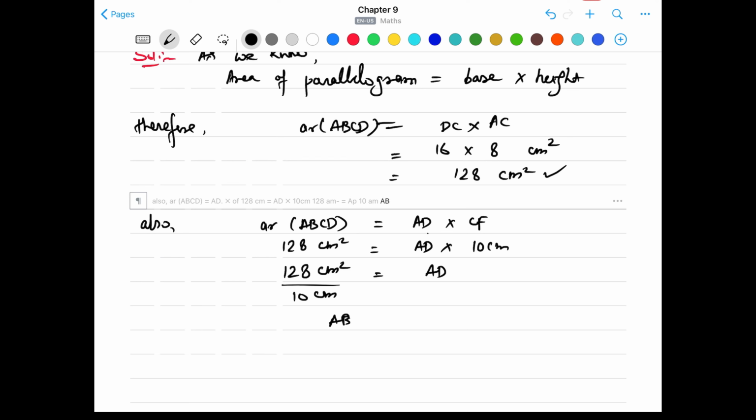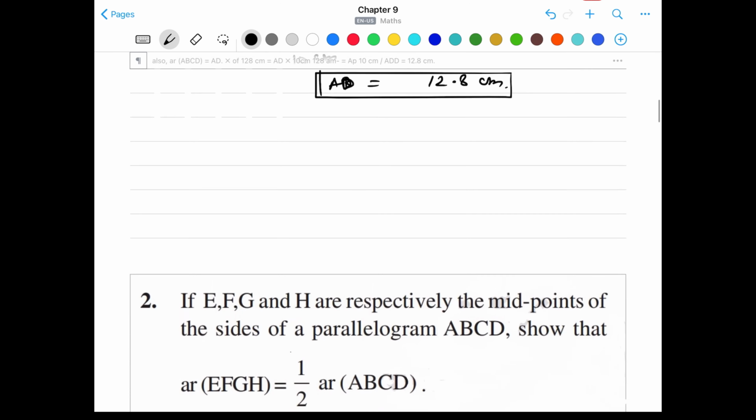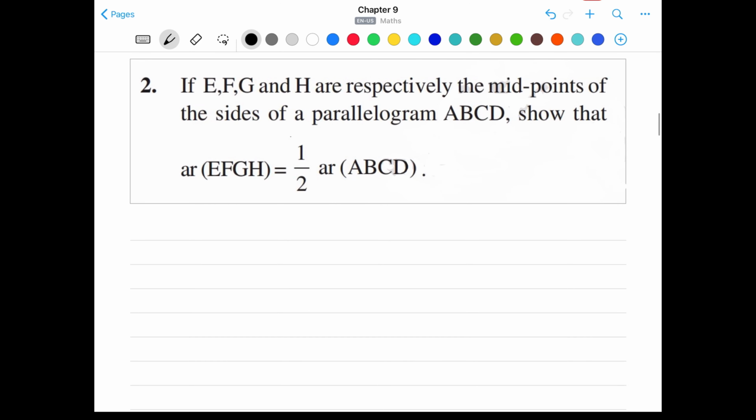When we solve this, we cancel the power of centimeter, and 128 by 10 will give us 12.8 centimeter. So that's the answer for this question. The length of the side AD is 12.8 centimeter. That's the answer of question number 1. Now moving to the next question, question number 2.